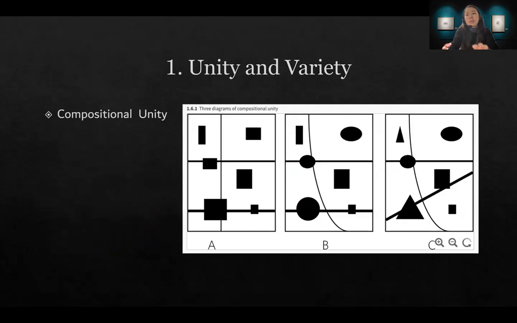An artist creates compositional unity by organizing all the visual aspects of a work. These three similar diagrams illustrate the idea of compositional unity. Although A is unified, it lacks the visual interest of B, while C is a unified work. Its visual variety feels incoherent and chaotic.